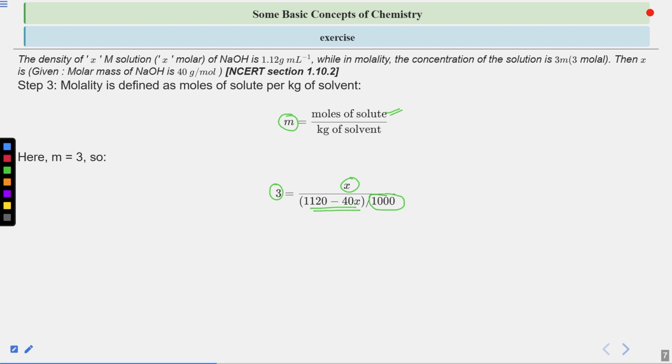Now solve this equation. We have one equation and one variable. If you solve this equation, you will get the x value as 3. So this question is just opposite to the previous question.